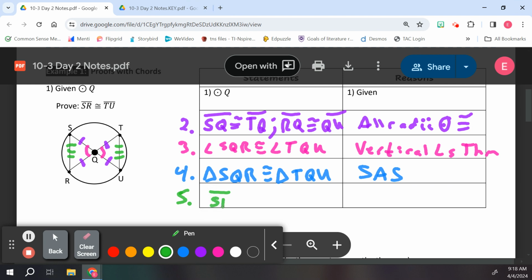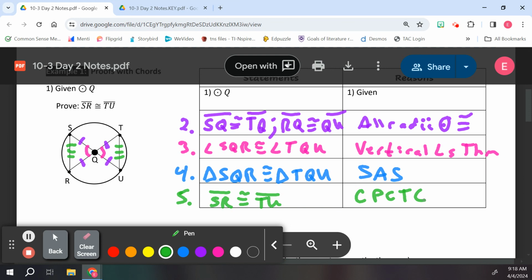So SR is congruent to TU. How? Who remembers? Nikki? Very good. CPCTC. Questions? How we doing? See, pretty easy. It's not too bad, right? So we just proved one of those theorems.